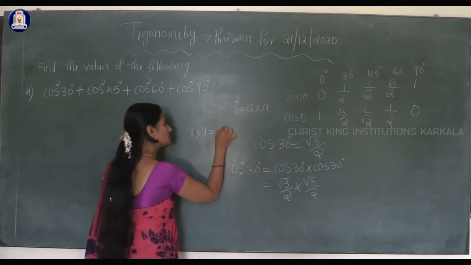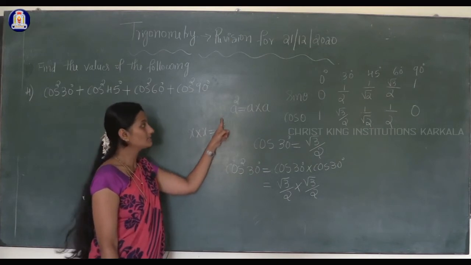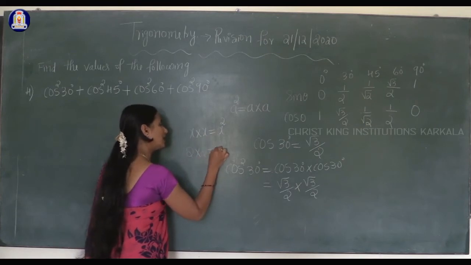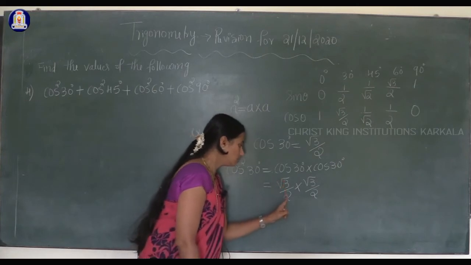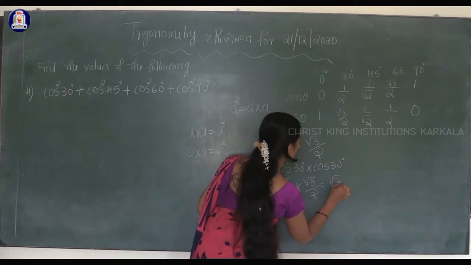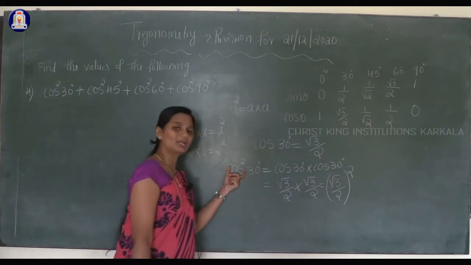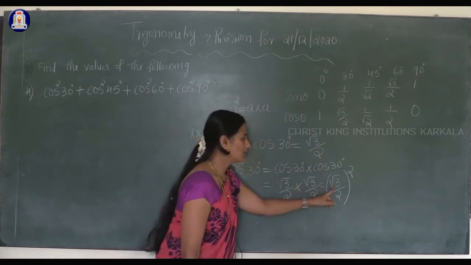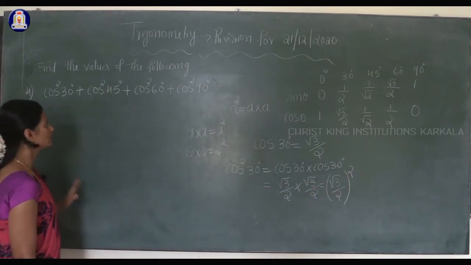It is x square. So, x into x we are writing as x square. Now 2 into 2 we are writing as what? 2 square. Correct, no? Similarly, root 3 by 2 into root 3 by 2 we can write as root 3 by 2 whole square. So, now how can we write this cos square 30 degree? Cos square 30 degree can be written as root 3 by 2 whole square. Clear, no?